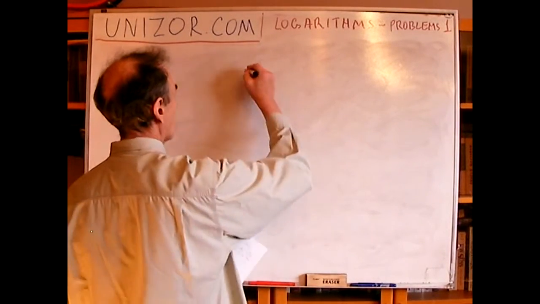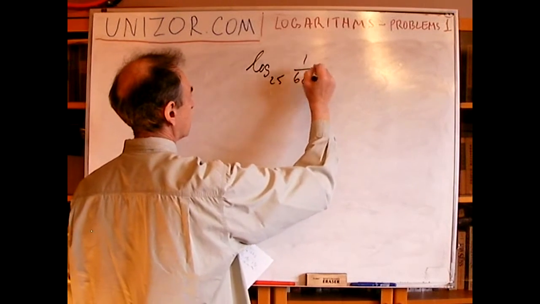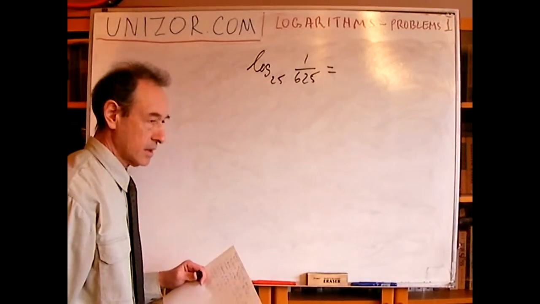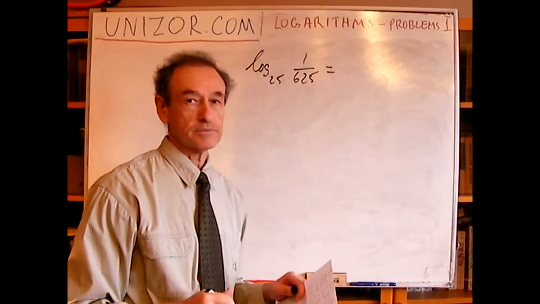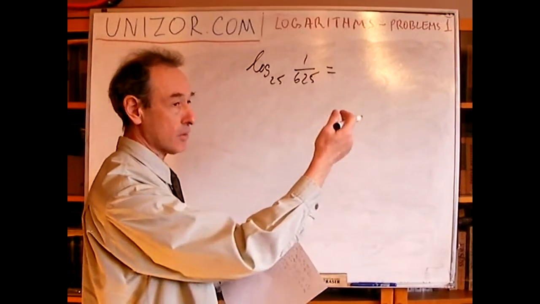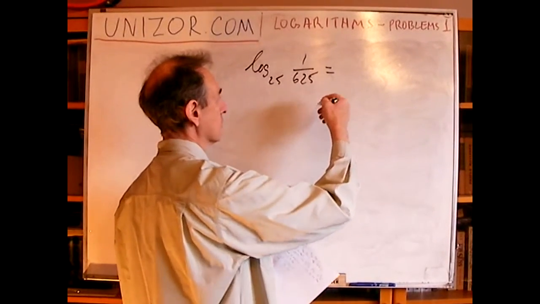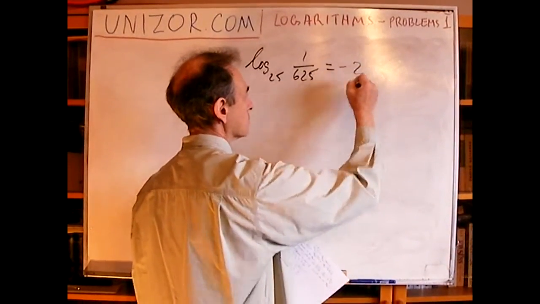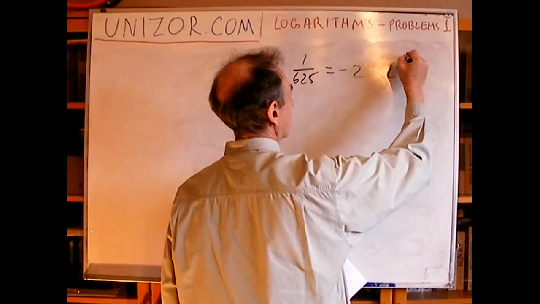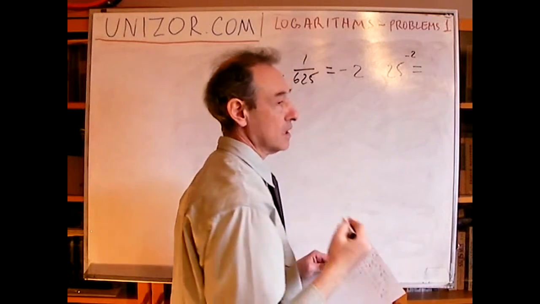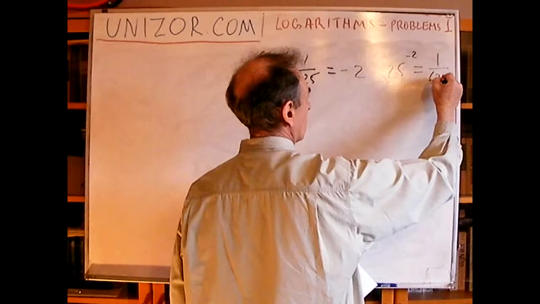Okay, I have two more. Log base 25 of 1/625. You remember that log base 25 of 625 was 2, because 25 to the power of 2 was 625. If I want 1 over 625, it should be minus 2, right? Because we have to invert it. And indeed, 25 to the power of minus 2 is 1 over 25 squared, which is 1 over 625.